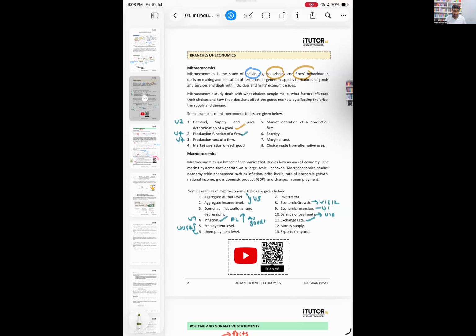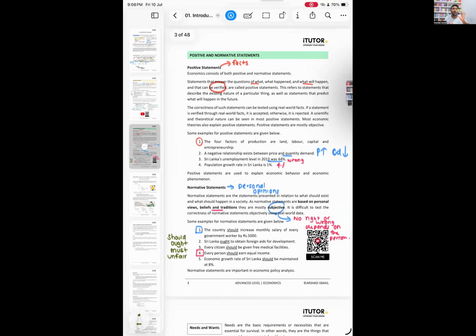Then the last part we learned is, Lamai, positive and normative statements. Positive statements, I told you, they are facts. It is about what has happened, what will happen. It can be verified. You can test and see with data, is this right or wrong? That's called a positive statement. It's a fact. It might be false, Lamai. That's okay. Like, for example, Sri Lanka's unemployment rate is 44%. My age is 50 years. False. But it's a fact. It's a positive statement.